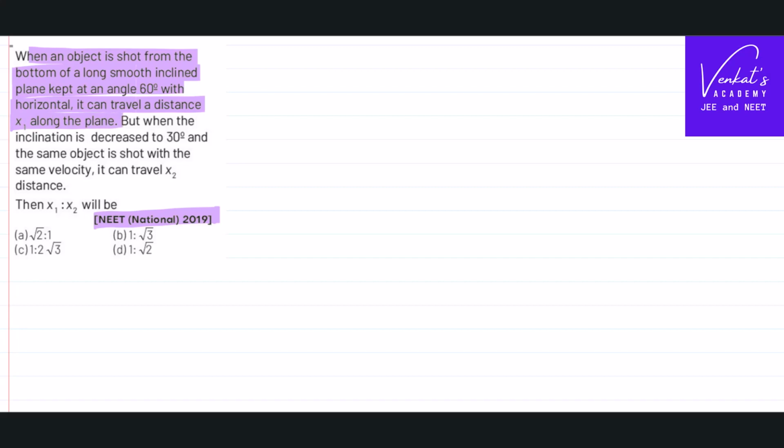Let us stop there for a minute and see what he's trying to tell you and how we interpret it. So he's saying that there is a long inclined plane of some inclination. Let's assume the inclination equal to theta. An object is shot from the bottom of the long smooth inclined plane at an angle. It can travel a distance x along the inclined plane.